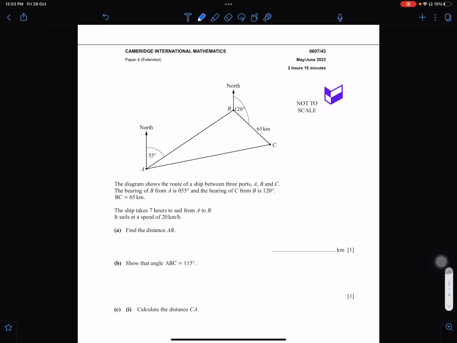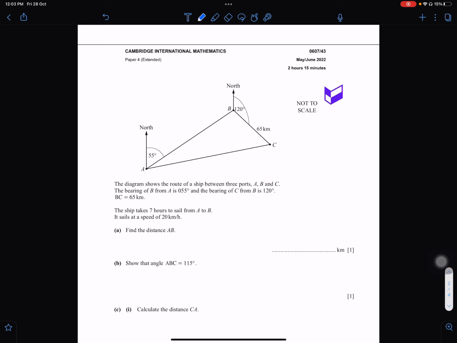To continue with our series of most likely questions for your upcoming international maths exam, today we're going to solve a 12 marker question from the May-June 2022 paper, and it belongs to the topic of bearings, or you can call the major topic trigonometry. The diagram shows a route of a ship between the three ports A, B and C.